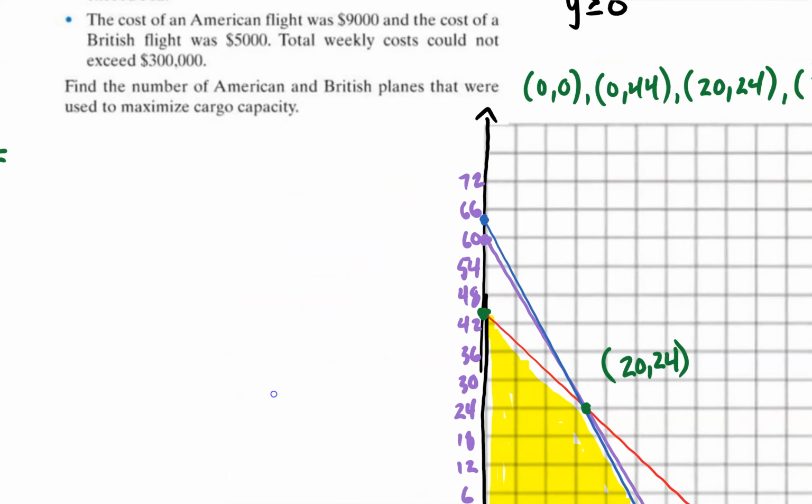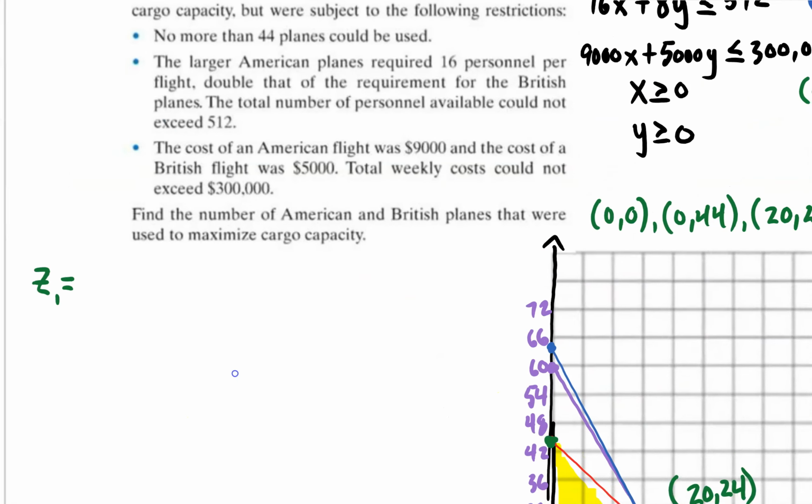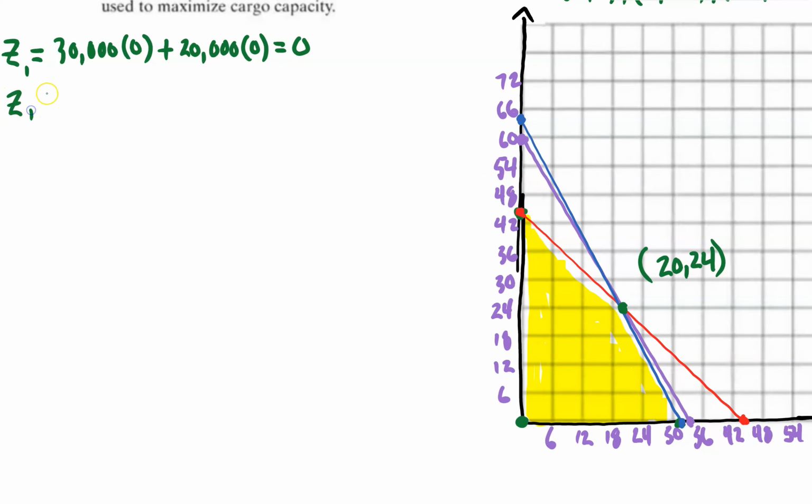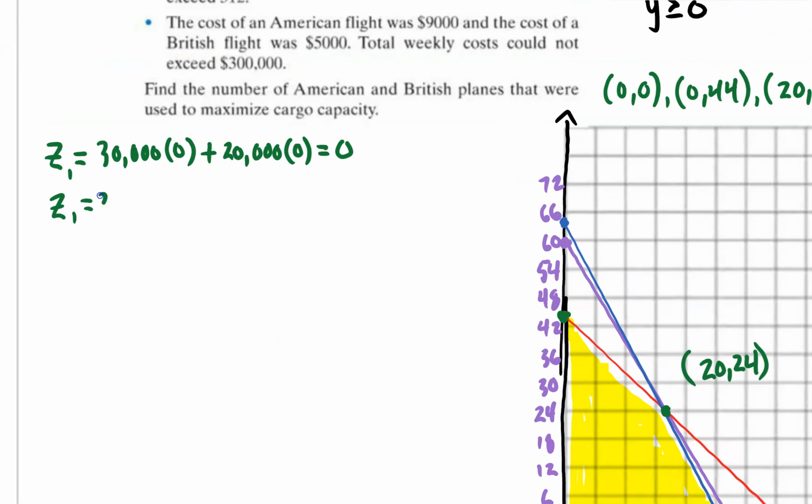And now I'm going to test each one of those in the z function, starting with the first one, which is usually the easiest. This is 30,000 times 0 plus 20,000 times 0. That gives you 0. Z1 is usually not the case, but if you're trying to minimize, that would be an option there. So don't just get hung up on the fact that you don't have to do that one. Z2 is 30,000 times 0 plus 20,000 times 44. That would give you 880,000.